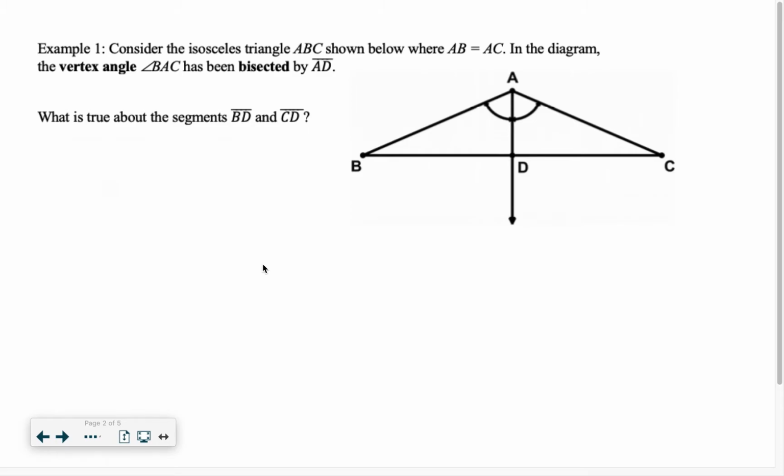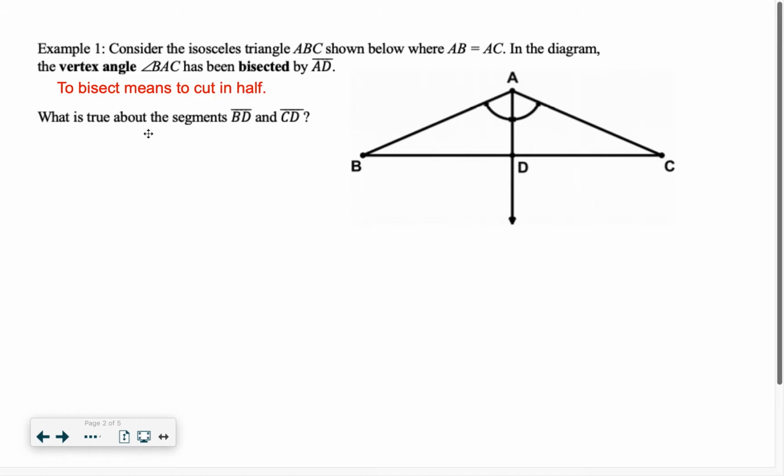It says, consider the isosceles triangle ABC shown below, where AB is equal to AC. The vertex angle, angle BAC, has been bisected, okay? Recall what that word means. To bisect an angle means to cut it in half. So make sure that you remember that. That's going to be very important.